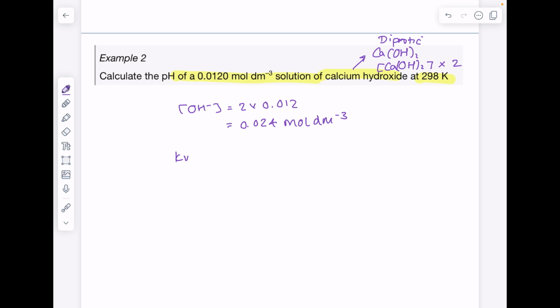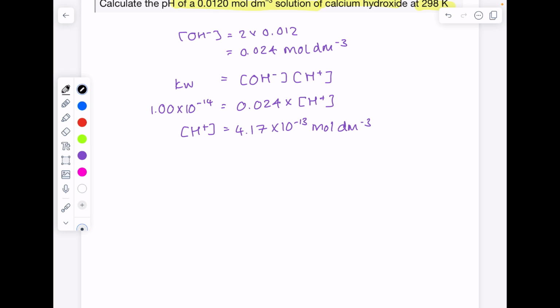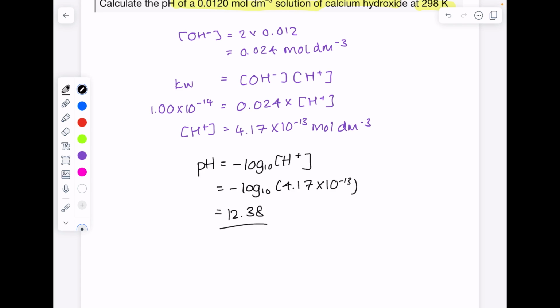Let's write down our ionic product of water equation. Remember, we've learned that number off by heart. Solve for H+ ion concentration. Now let's find our pH. And as you'd expect, it's another strong base. Our pH is 12.38.